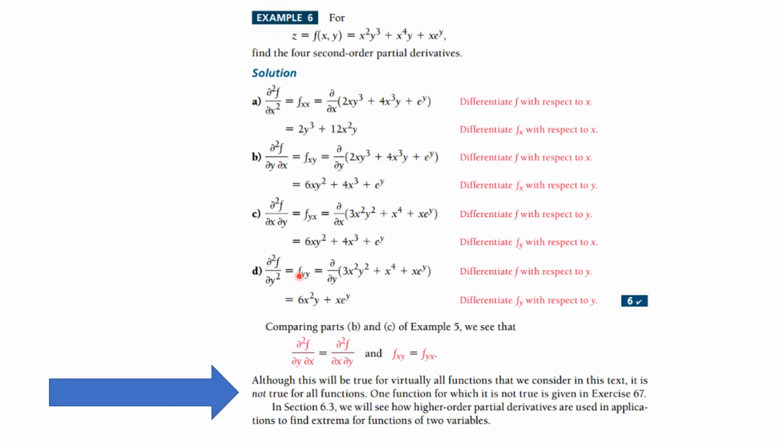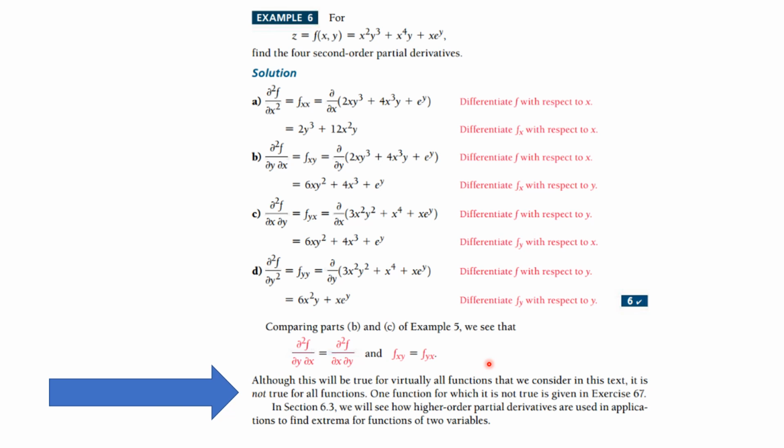Now you should go through and verify that you follow these calculations. So this is the answer we get for part A, for part B, part C, and part D. Now notice that here, this answer is the same as this answer. So if we compare parts B and C, we see that those second partials are equal.